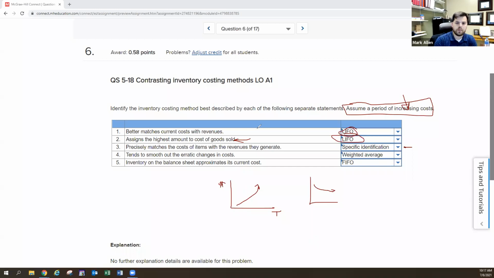It's a lot harder to run a business successfully when your costs are constantly bouncing all over the place. It's a little bit easier if you can kind of smooth that out. And so that's what the weighted average method is going to help us with. And we'll see how that works in just a minute.